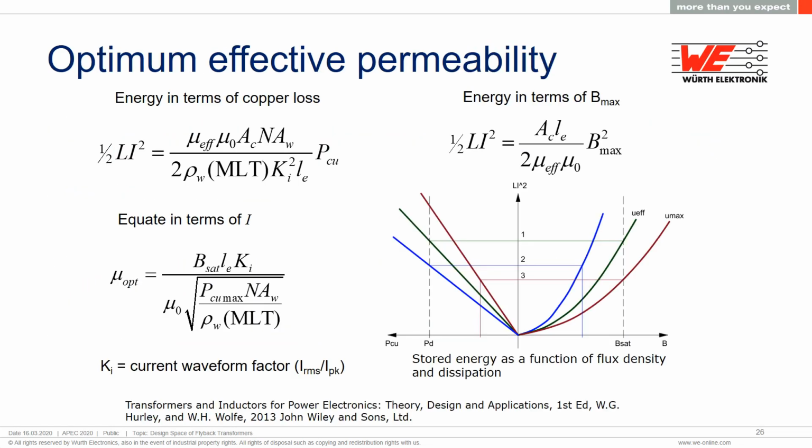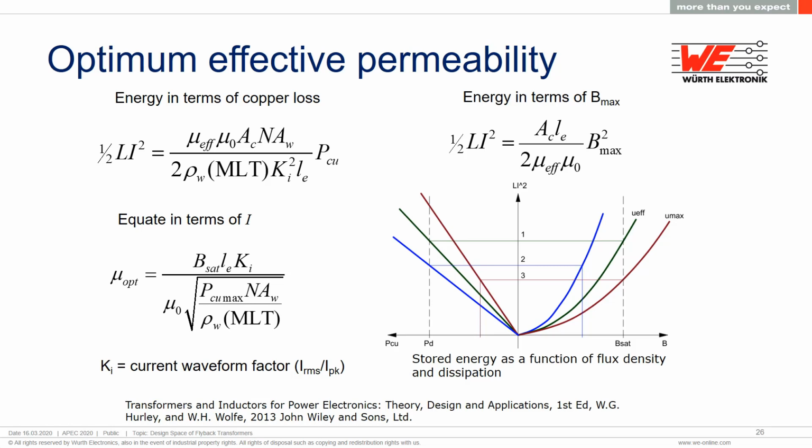This is an interesting set of formulas and a graphic from Hurley and Wolf's book about how to pick the optimal effective permeability for an inductor, which is another way of saying what's the optimal gap. On the left side, we have energy in terms of copper losses, and on the right side, we have energy in terms of flux density. The idea is to maximize both of these at the same time, which they illustrate in this diagram. Along the horizontal axis on the left side are power losses, which change linearly, and on the right side is BSAT, which changes exponentially with energy, which is the vertical axis.